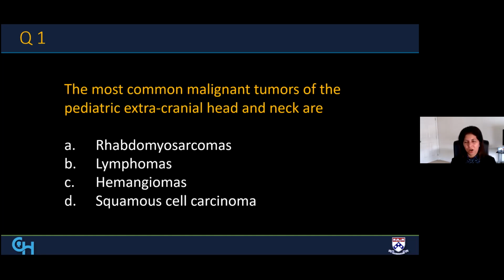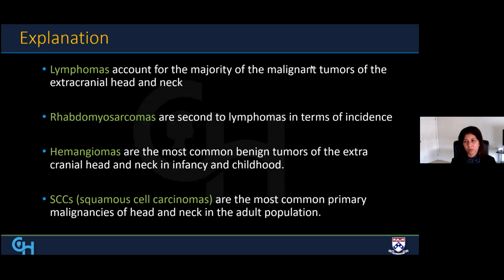And these were the options. And the answer is lymphomas. So they are the most common malignant tumors in the head and neck. Rhabdomyosarcomas are second. Hemangiomas are the most common benign tumors. And squamous cell carcinoma is a tumor which is a more common primary malignancy in the adult population.